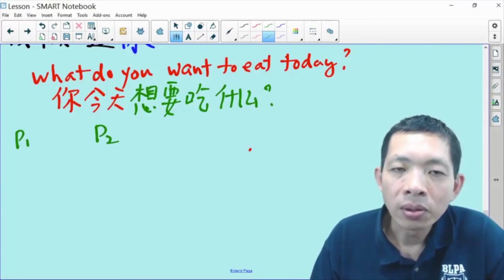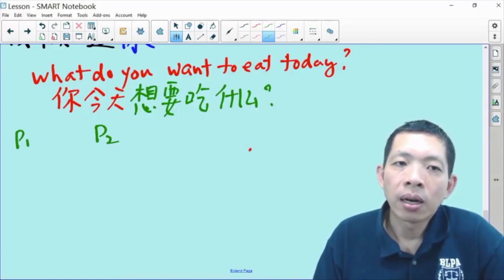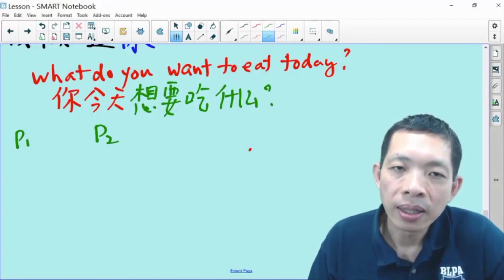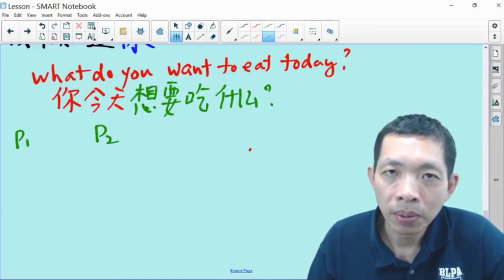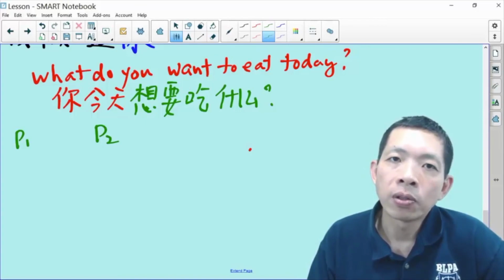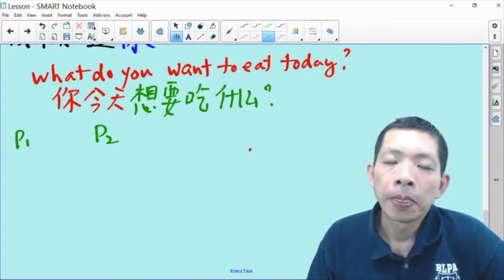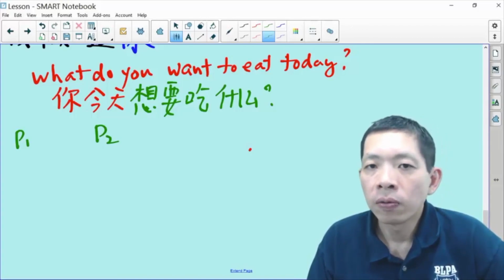So the original sentence, what you want to eat, actually comes from what do you want to eat today? Again, your first language structure is so important, because once you know the difference between your first language and your foreign language, you can transfer that knowledge to your foreign language.